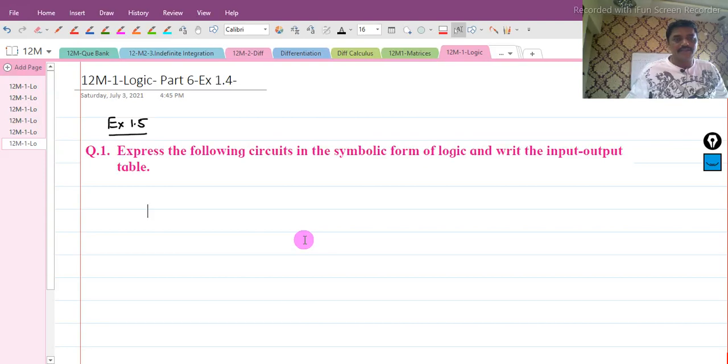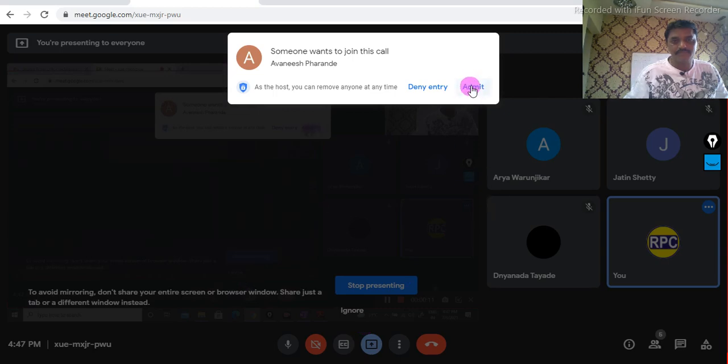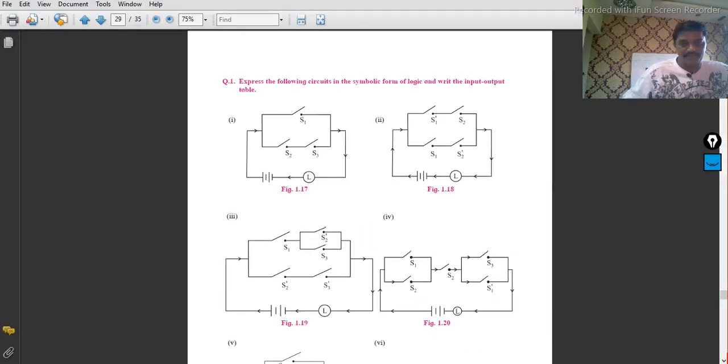Let us start with the next lecture. 12th Maths-1 Logic Part 6, Exercise 1.5. We go for Exercise 1.5. We already started with Exercise 1.5 yesterday.